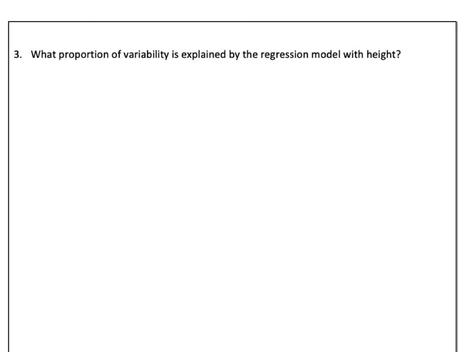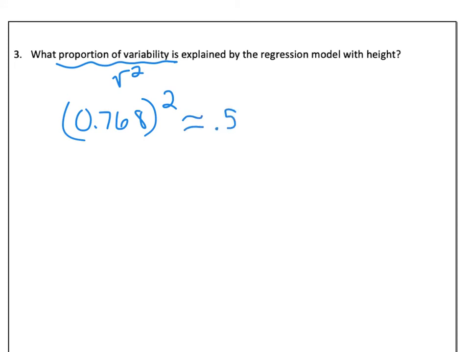Third thing I'm asked about this set of data is, what proportion of variability is explained by the regression model with height? Okay, so this goes back to our last lesson. The proportion of variability is your r squared. So we were given r, so you do what you think. You would need to square it. So we're going to square 0.768, and that is approximately 0.590.